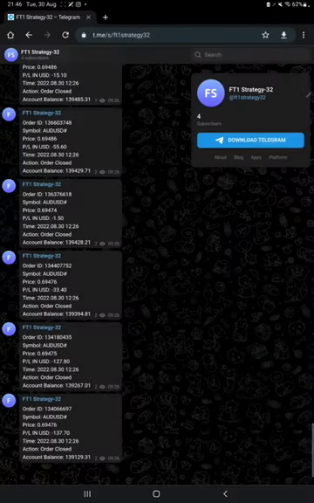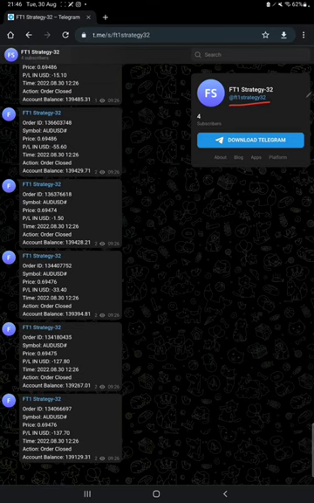Also the MT4 to Telegram is connected, so by following the FT1 Strategy 32 channel you can stay updated on each trade we have taken and verify with the order ID how much profit and loss we have booked.